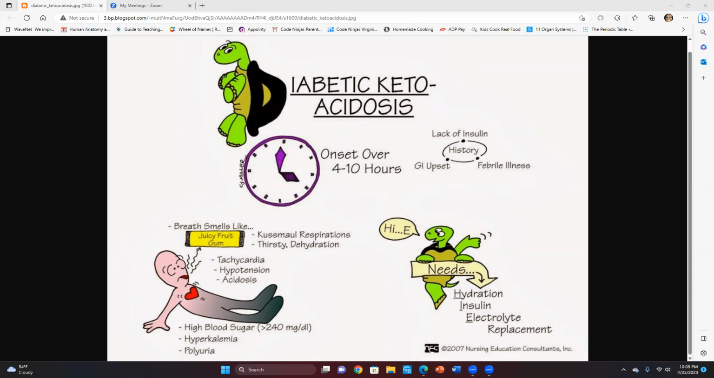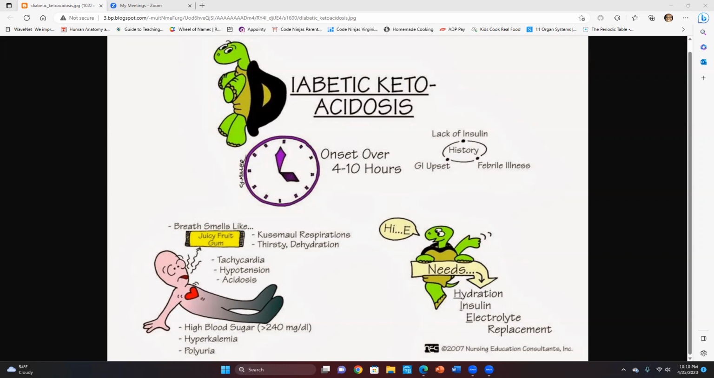I just want to give you some quick tidbits on DKA, diabetic ketoacidosis. DKA is an acute life-threatening complication of diabetes mellitus due to insufficient insulin. The main clinical manifestations of DKA are hyperglycemia. The patient can have a blood glucose between 300 to 800 milligrams per deciliter. The patient will also present with acidosis, dehydration, and fluid loss, most common in type 1 diabetes mellitus.